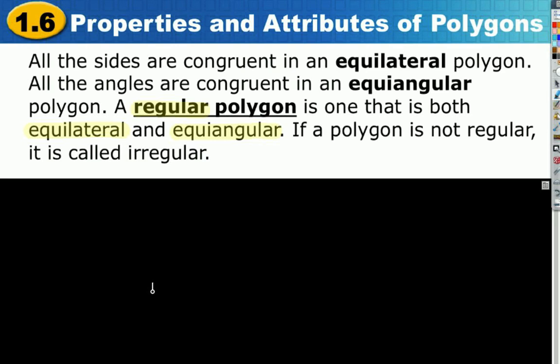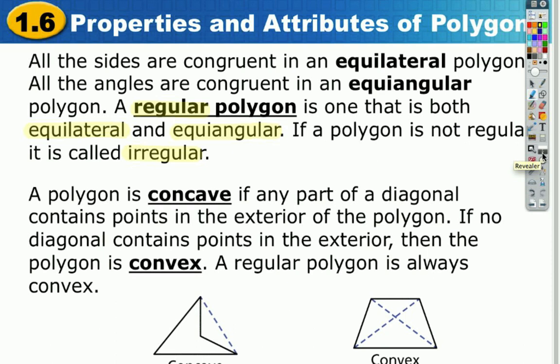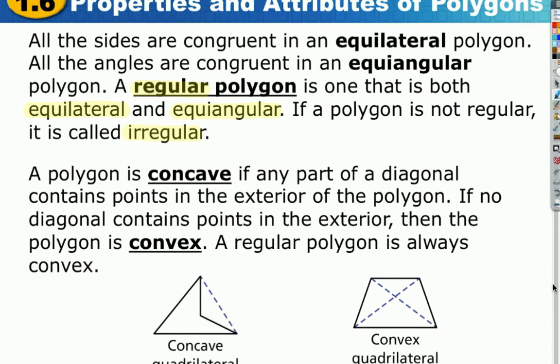So now look at all the terminology that we've thrown in. Regular, irregular, equilateral, equiangular. Anyone have any comments or questions? Let's build from there. There are two other ways of classifying a polygon, and that is as concave or convex. You have to know both of these. Now, there's a technical definition, and then there's a simple way of remembering. What it's based on is the diagonals.